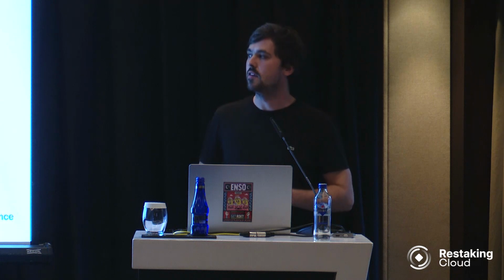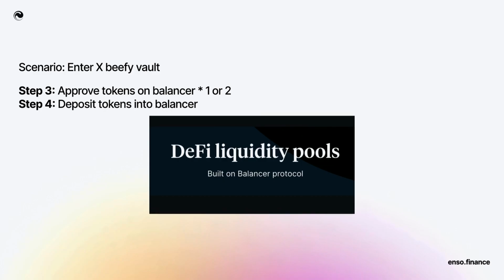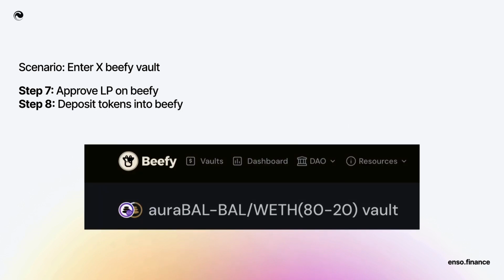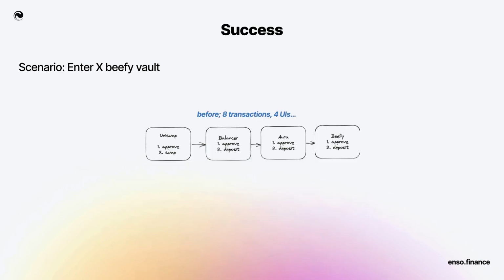On this small part of what intents could be, there's still some benefits on the user experience. If I want to go to a beefy position, I would first need to swap my tokens into Uniswap, go to Balancer, get the LP, go to Aura, stick my LP, and then finally go to my end destination that I already knew where I wanted to get to. With intents, you can abstract this all away. Now, I can do one transaction, one UI, instead of 4 different UIs and eight different transactions.